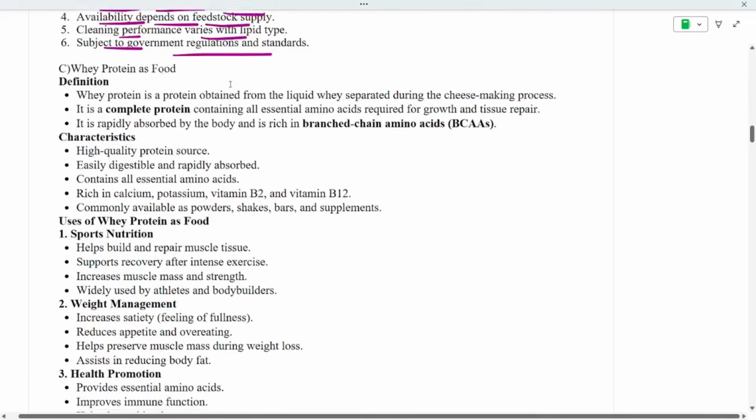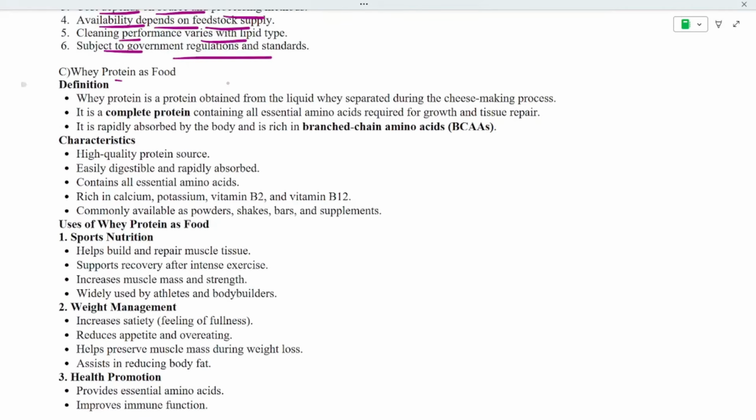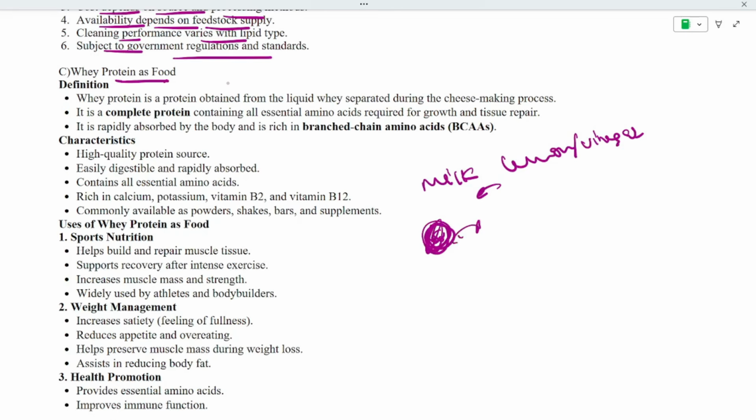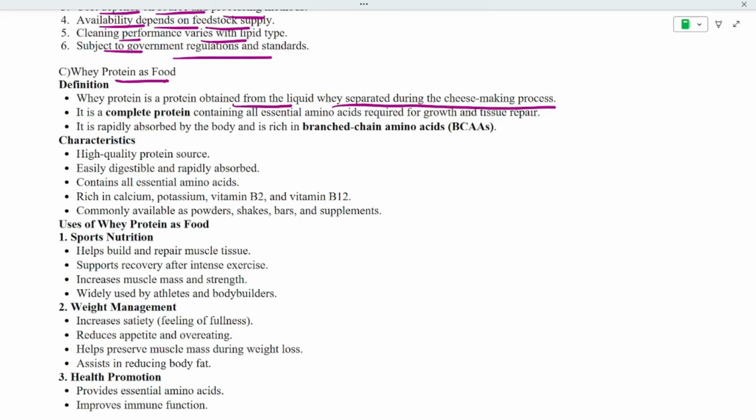Okay, now the next question they had given is whey protein as food. What is whey? It is nothing but what you get when you mix milk with lemon or vinegar. When you separate that milk, the solid part obtained is pressed, and the water remaining is called whey. Okay, now let's understand it in detail. It is the liquid whey separated during the cheese making process.